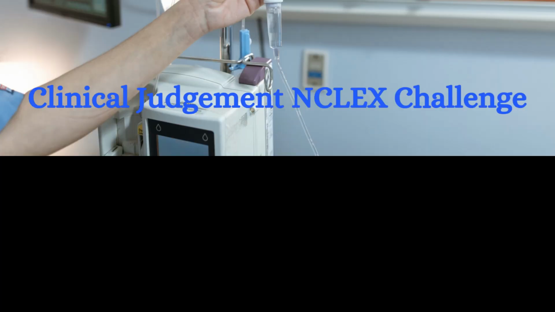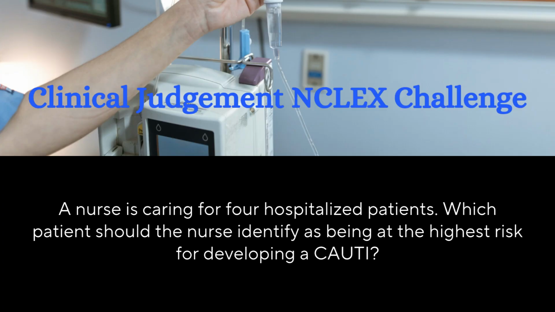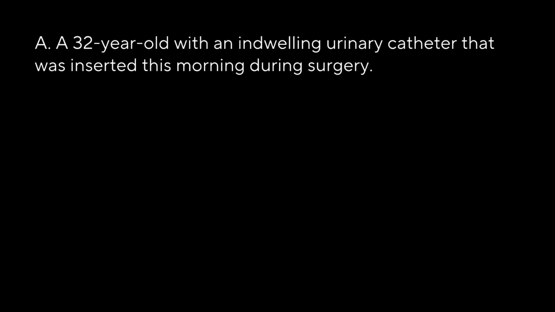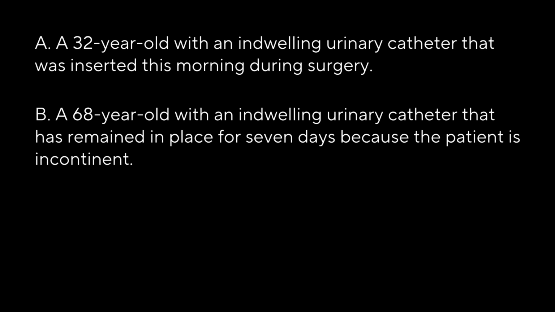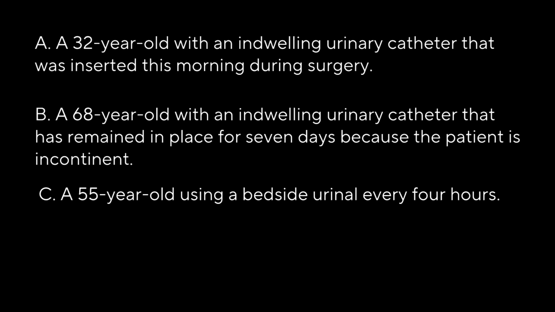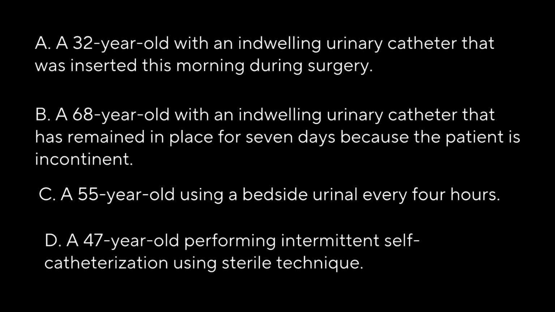And now, a quick clinical judgment challenge. A nurse is caring for 4 hospitalized patients. Which patient should the nurse identify as being at the highest risk for developing a catheter-associated urinary tract infection? A, a 32-year-old with an indwelling urinary catheter that was inserted this morning during surgery. B, a 68-year-old with an indwelling urinary catheter that has remained in place for 7 days because the patient is incontinent. C, a 55-year-old using a bedside urinal every 4 hours. D, a 47-year-old performing intermittent self-catheterization using sterile technique.